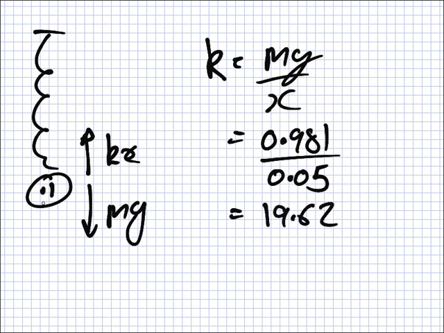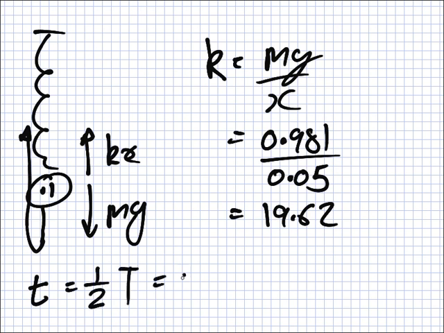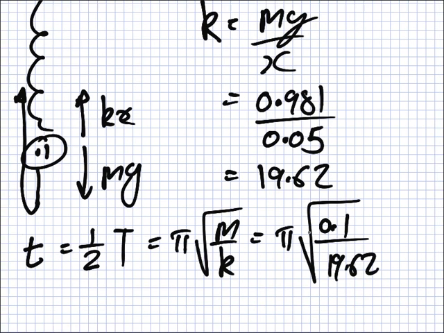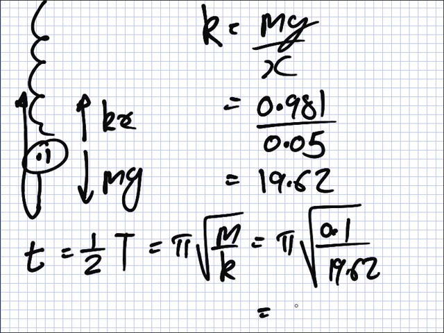So the boy pulls it down and then it snaps back up, and the time you want to go from bottom to top is half a period. So it'll just be pi root m over k, which will be pi root 0.1 over 19.62, which equals 0.224 seconds. Now that's more like an exam question. That's more what I would expect to see in an exam.